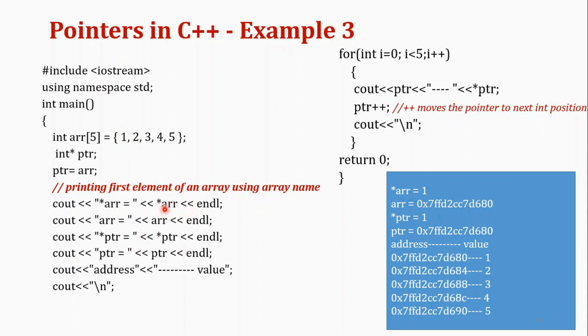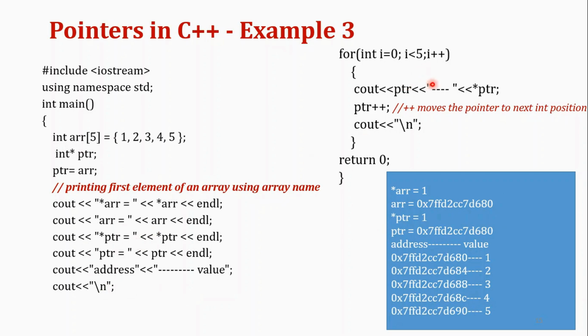Asterisk ARR is nothing but the value at the first location, since ARR is the address of the first element. So the value at the first location is 1. Check out the output. ARR is going to be the address of the first element, so the address of 1 would be some address. 680 is the address. Asterisk PTR is the value at PTR. Value at PTR is the value at ARR, and the value at ARR is 1. So asterisk PTR is 1. Check out the output. PTR is nothing but the address of ARR, so PTR and ARR are both the same. Both are 680, 680. That is how the pointer actually works with arrays.